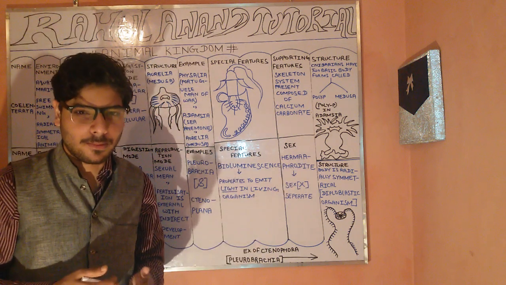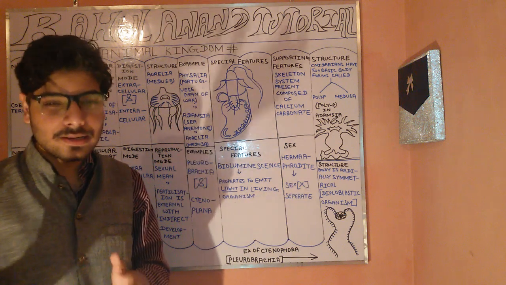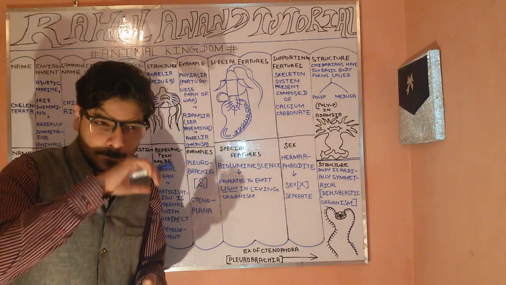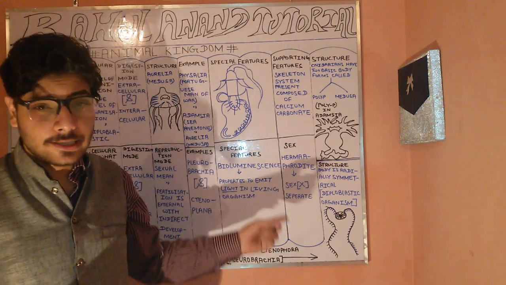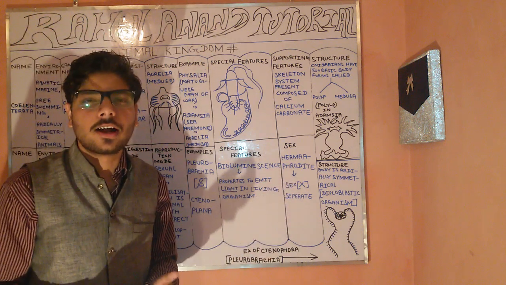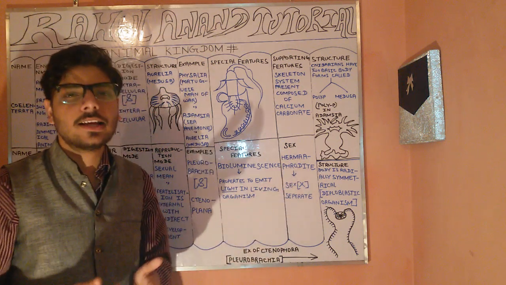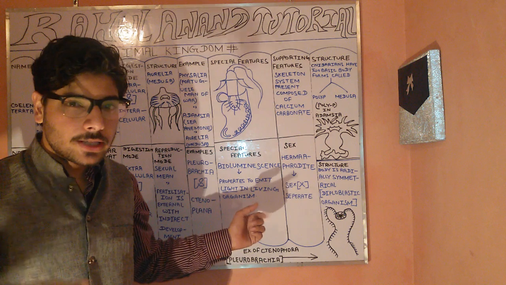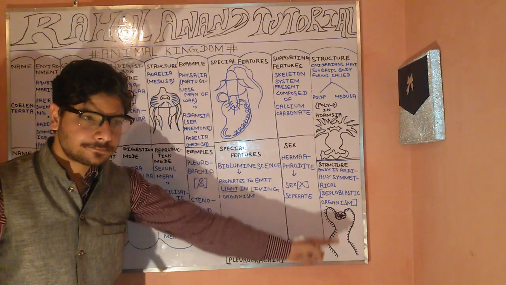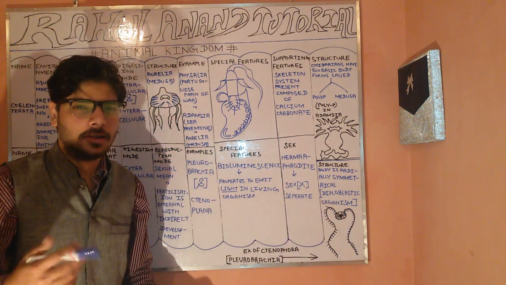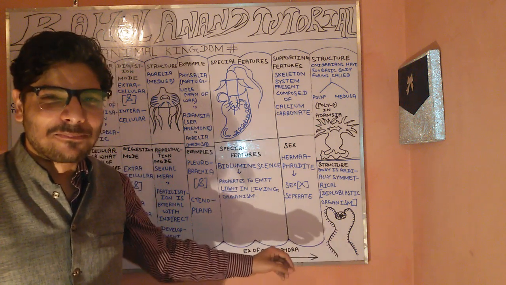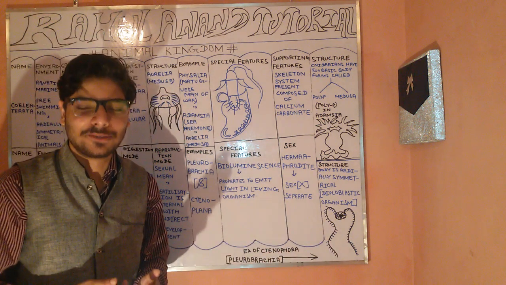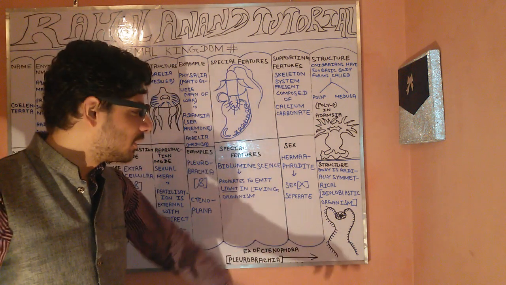What does hermaphrodite mean? It means the sexes are not separate: the male gonad as well as the female gonad are present in the same individual body. You can probably find the structure here on the board. These are examples of the Phylum.